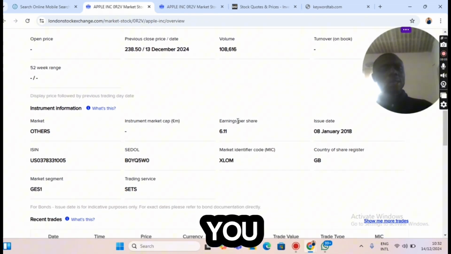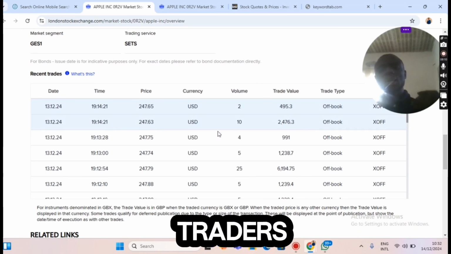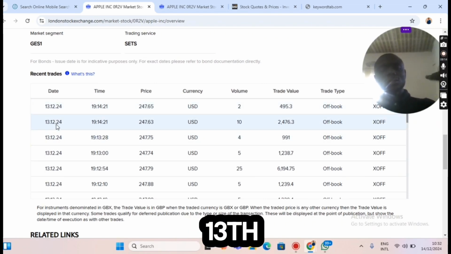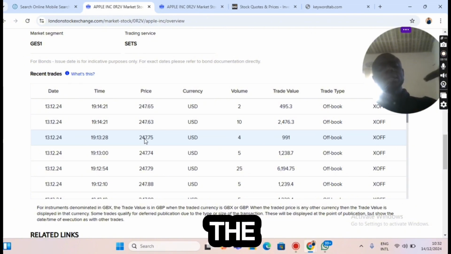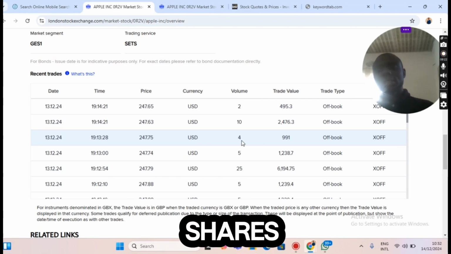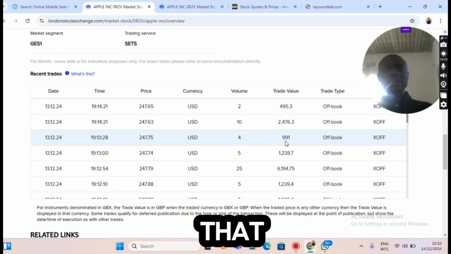Now, you can see some other information. You can see the recent traders and how they trade. When the market price is this, you see the volume that was purchased was 4 shares. Is that not so? Now, when you multiply 247.75 times 4, we have 991. And that is how it works.